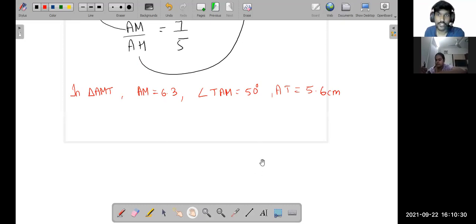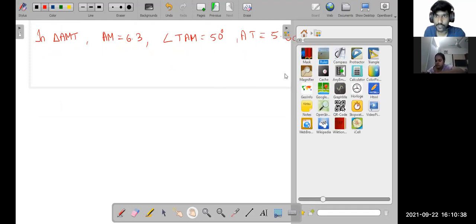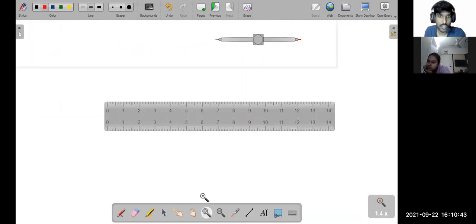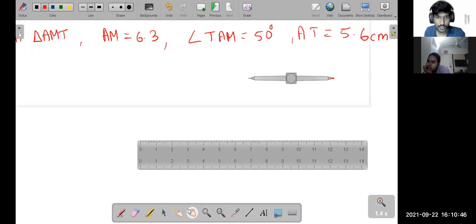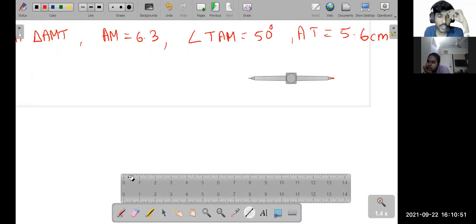Okay. So first we'll construct the base. We'll take 6.3, the longest side, to be the base. So let's do this. We'll take the base 6.3, AM 6.3. So 1, 2, 3, 6.3. Do it along with me.